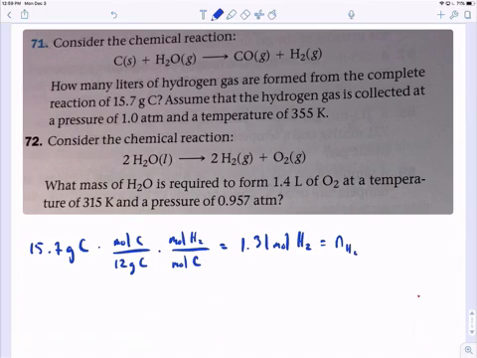And the second part of this: assume the hydrogen is collected at a pressure of 1 atmosphere, temperature of 355 Kelvin. So this asks for liters. So PV equals nRT. Solve for V. V is nRT over P.